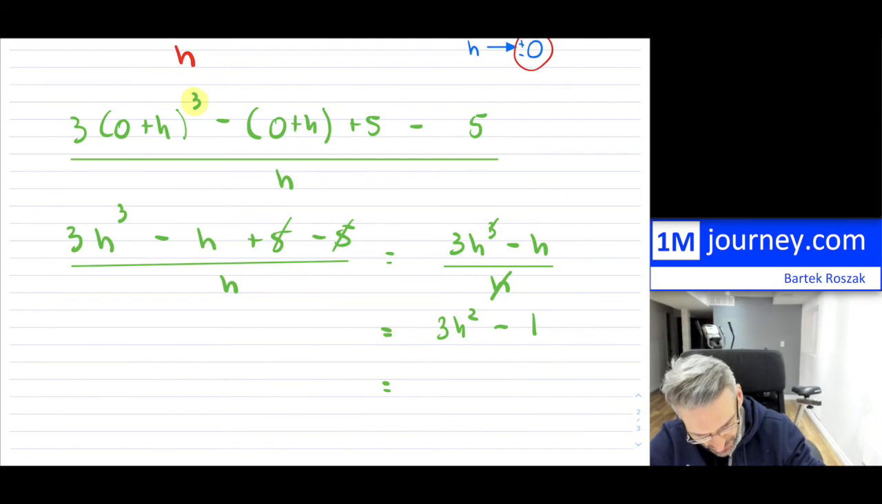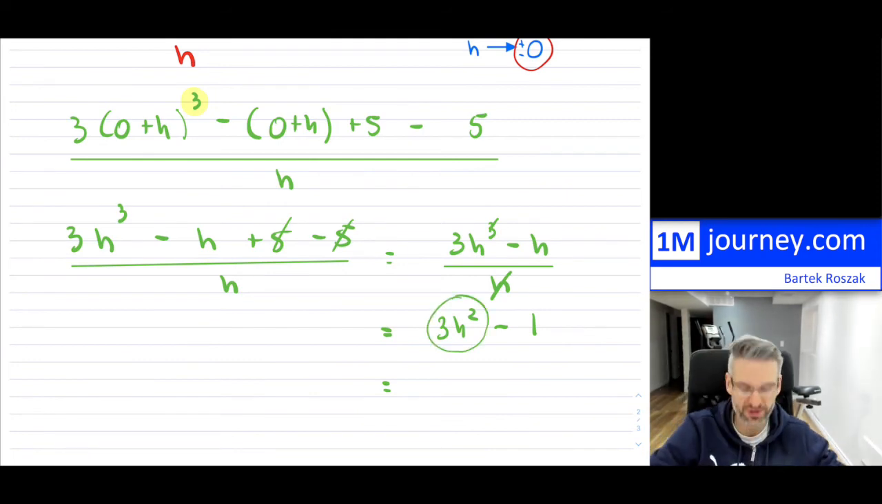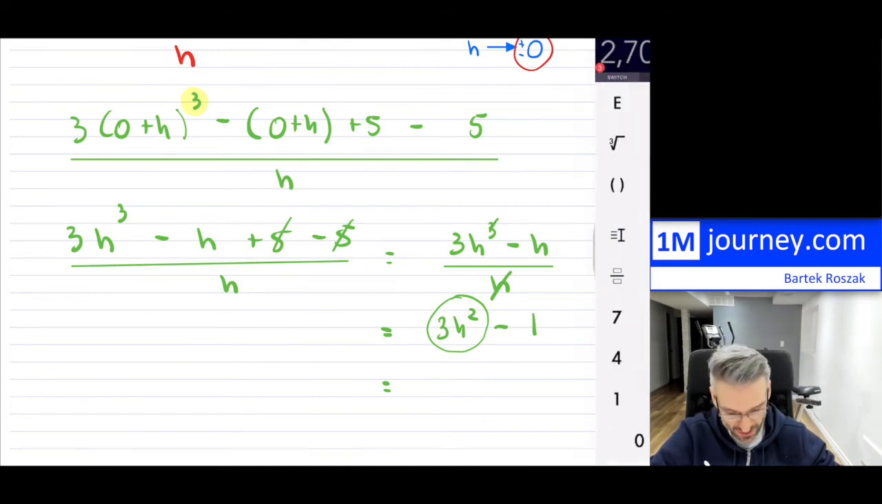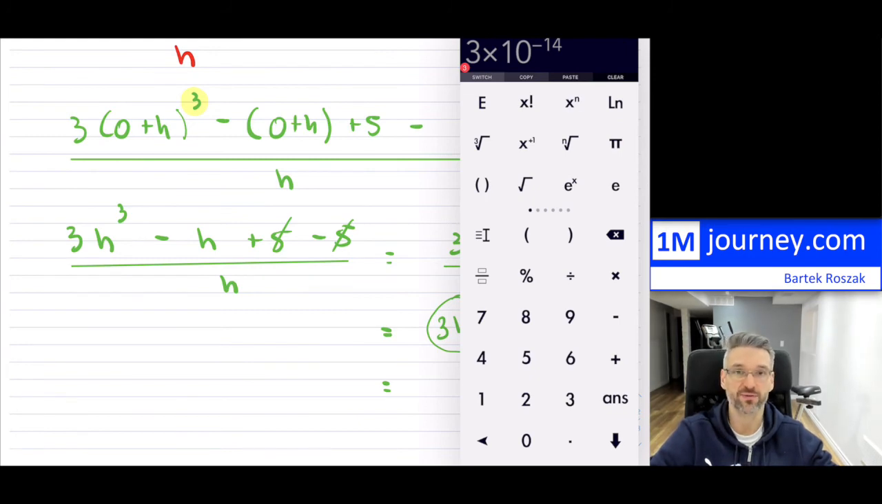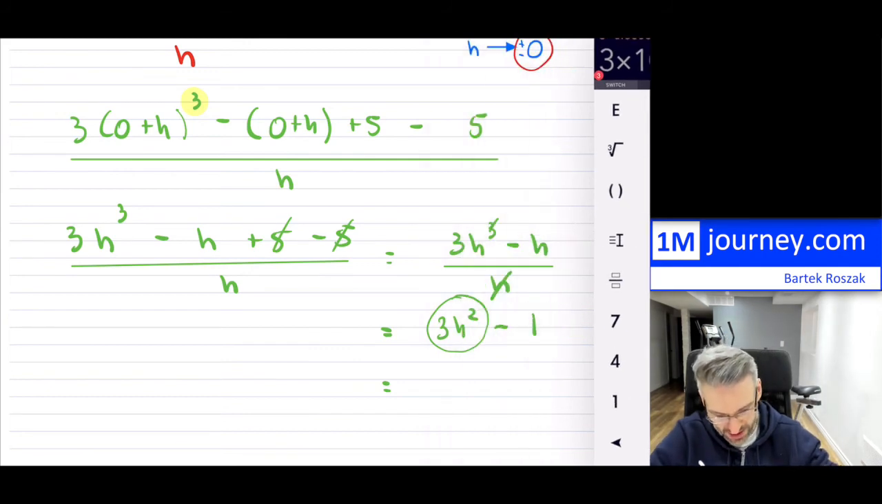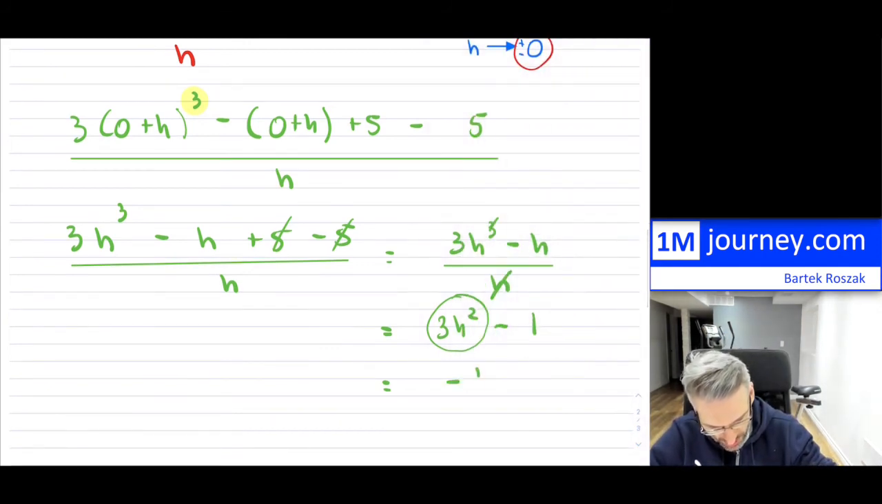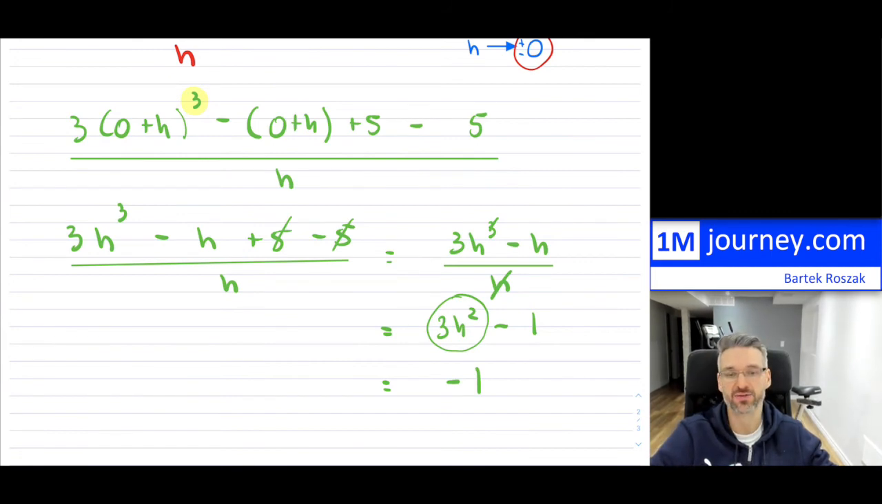And now notice right here, as you make h smaller and smaller and smaller, what happens to this term? Well, this term will disappear on you, because h is going to be very, very tiny. You're going to square it, so it's going to be a very tiny number. So let's say if I put 3 multiplied by a very small h and we square it, notice you're going to get 3 times 10 to the negative 14, from scientific notation. So that's a very tiny number. So really what's happening is that this is approaching -1. So that's my instantaneous rate of change.